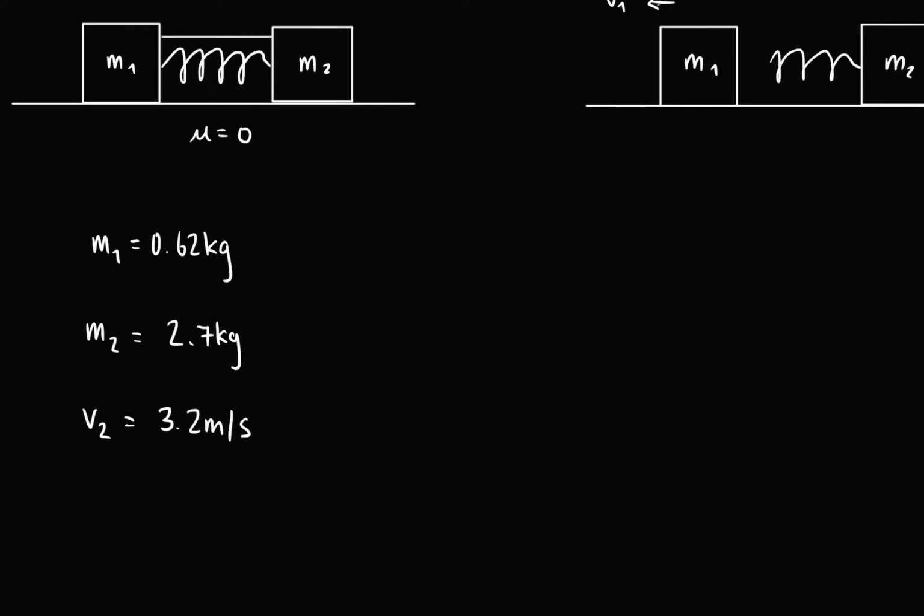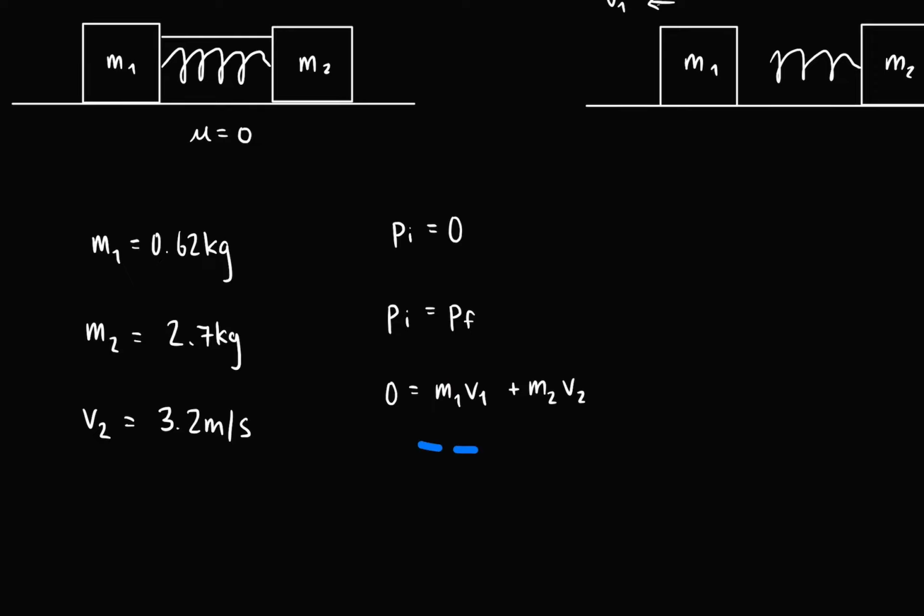First, we note that the whole system starts at rest. So Pi, the initial momentum, will have to be 0. We also know that momentum conservation is fundamental in a closed system. So we can equate Pi, the initial momentum, to the final momentum, Pf. We note that Pi is equal to 0, so 0 is going to be equal to m1 v1 plus m2 v2.